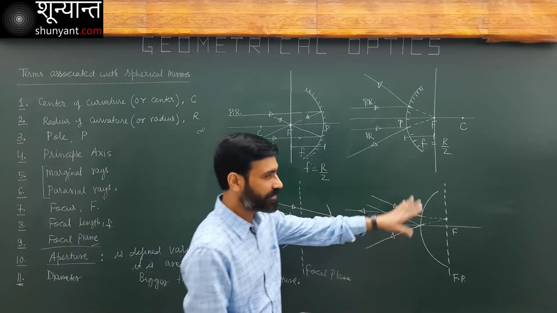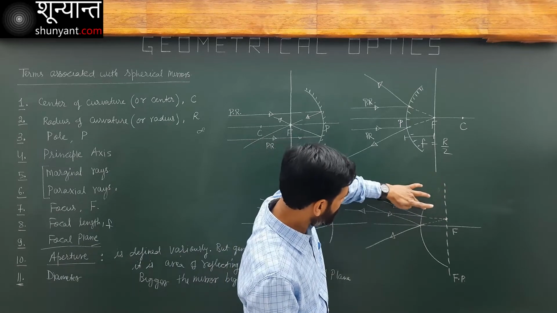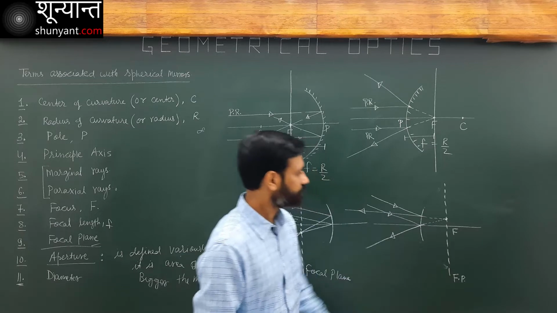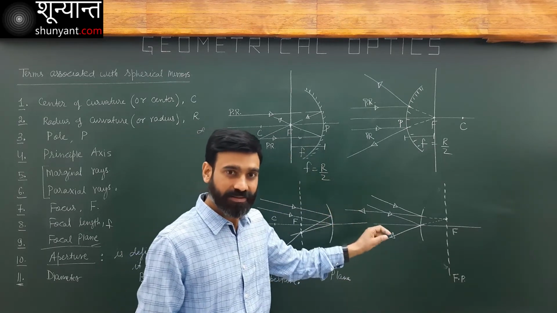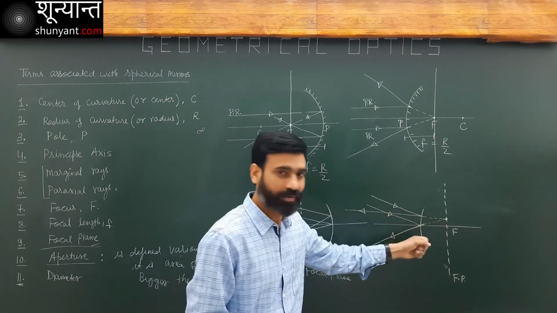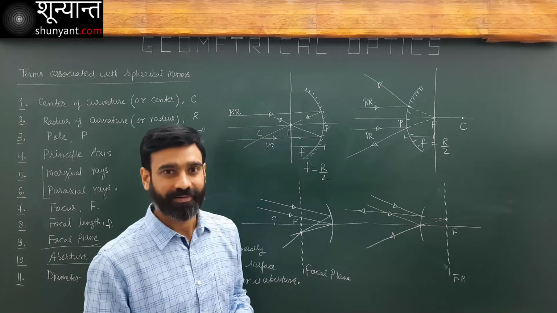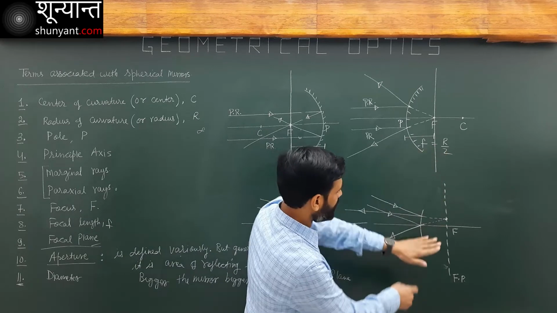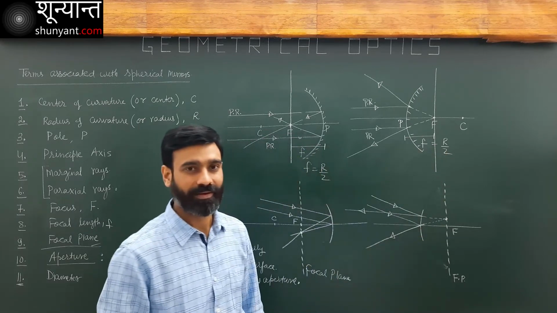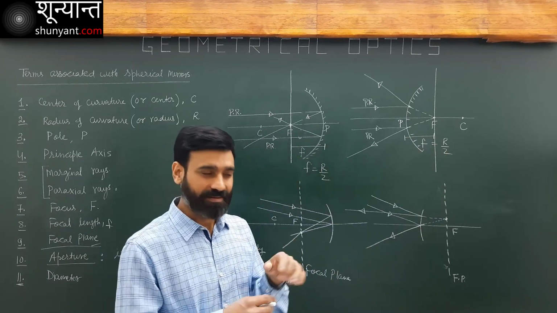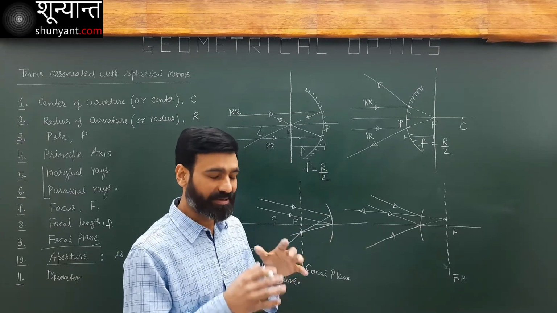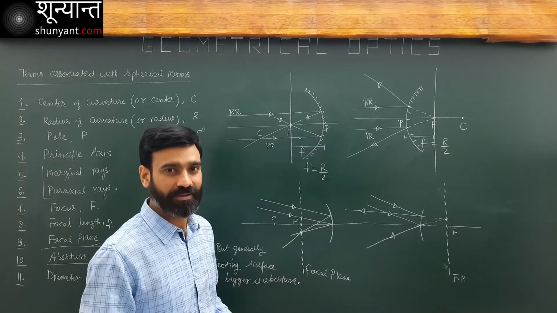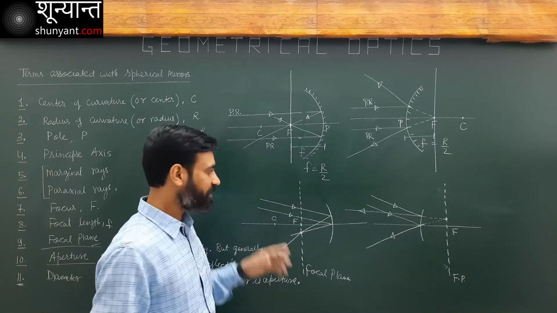Here also, any mirror. If I take a smaller mirror, then here also you see the radius, center, focus, pole, everything remains the same. In this case, if I cut some part from here, cut some part from here, what is the change? The size is reduced. We say that aperture has reduced. The total reflecting surface area has reduced.